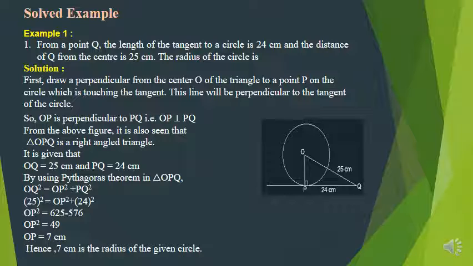OQ is 25 cm, which we consider as the hypotenuse, then OP square plus PQ square, which is 24 whole square. After calculating, we get 625 minus 576, that is 49, which is a perfect square of 7. So we can say OP, that is the radius of the circle, is equal to 7 cm.